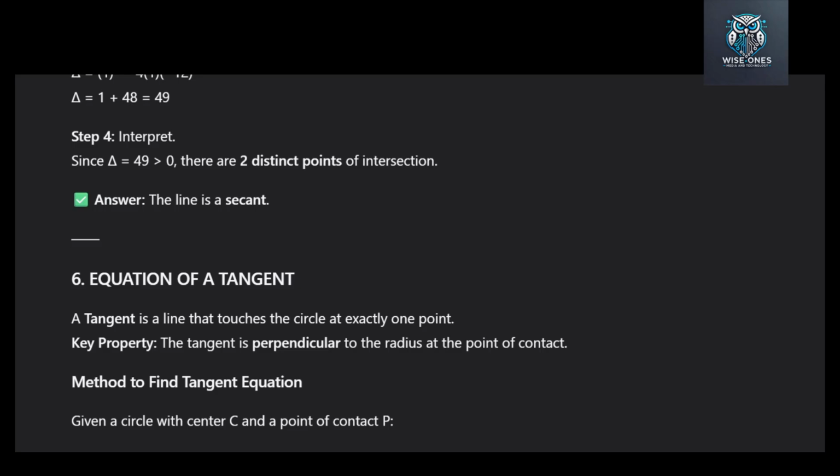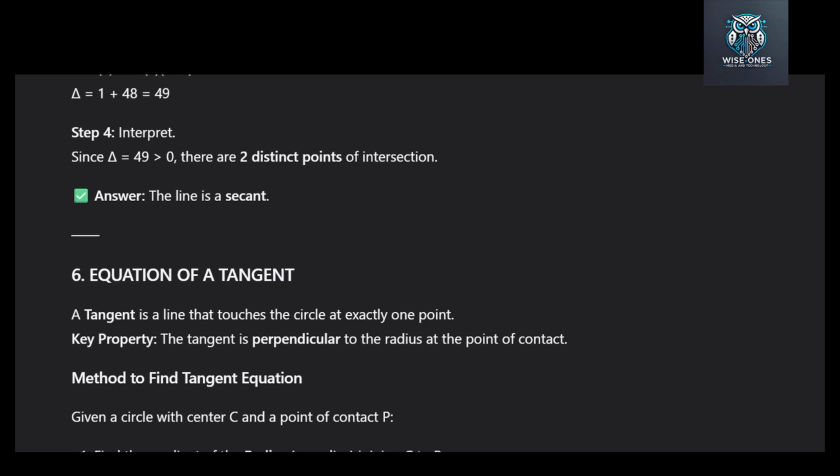Step 4. Interpret. Delta is 49. This is greater than 0. Since delta is greater than 0, there are two distinct points of intersection. Answer: the line is a secant. This method is very powerful. It tells you about the intersection without even finding the points.